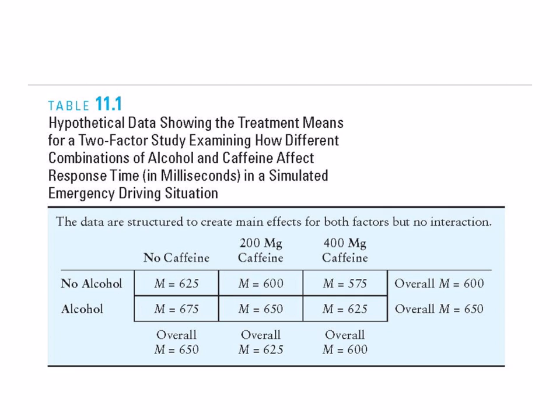So we look at the caffeine: no caffeine had a mean of 650. 200 milligrams of caffeine had a mean of 625. And 400 milligrams of caffeine had a mean of 600. Well, those are different. 650, 625, and 600 are different. We don't know that those are statistically significant, but it appears that there's a main effect of caffeine.